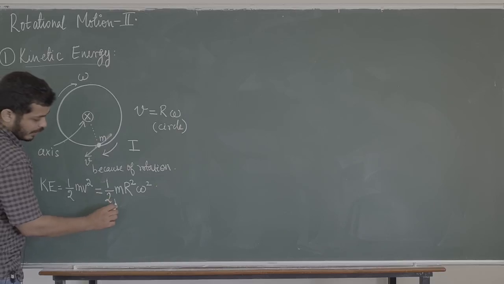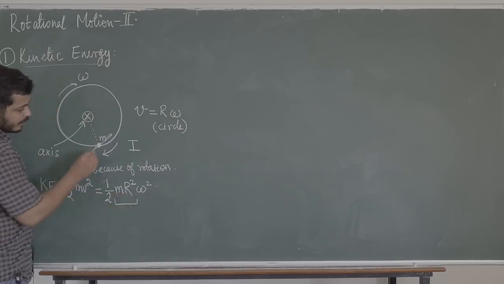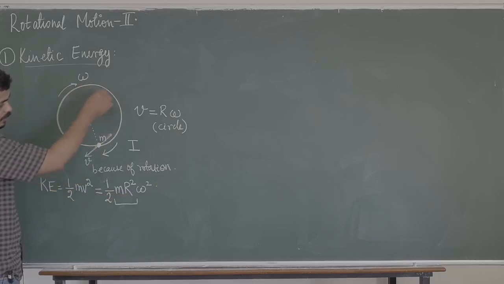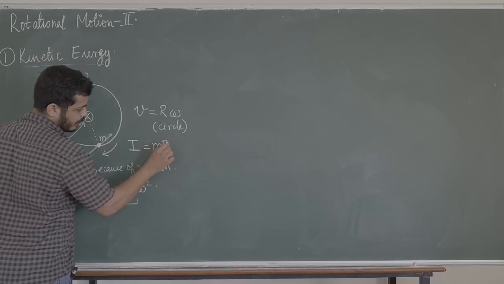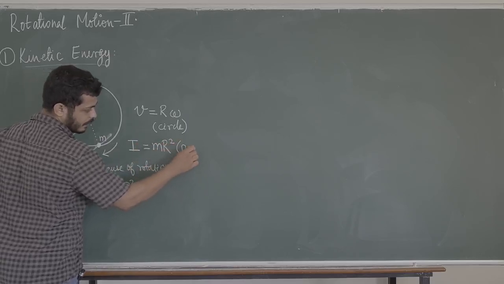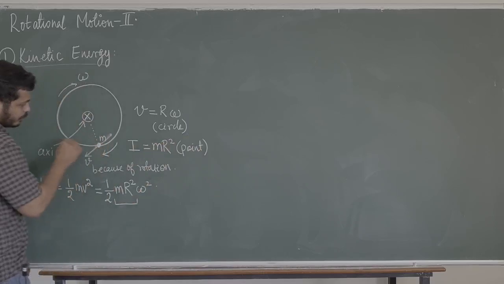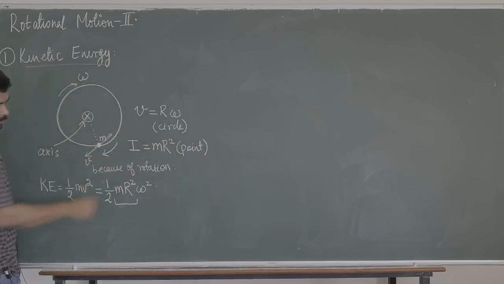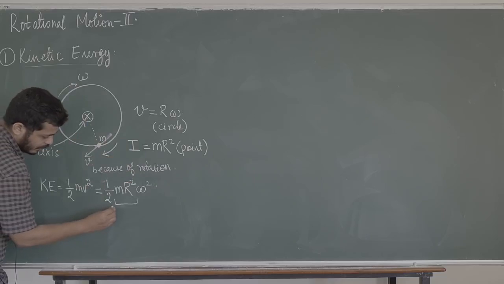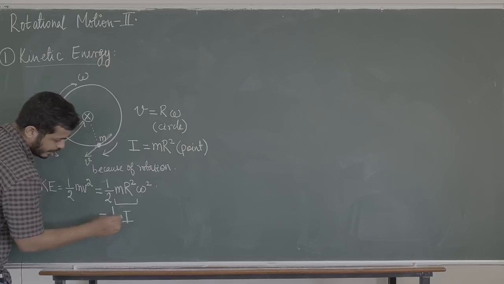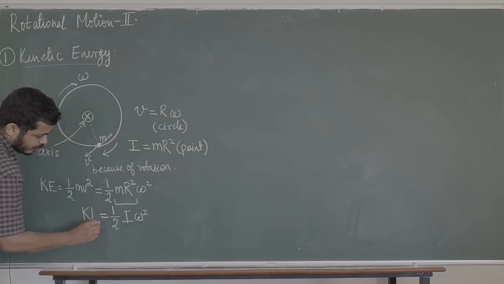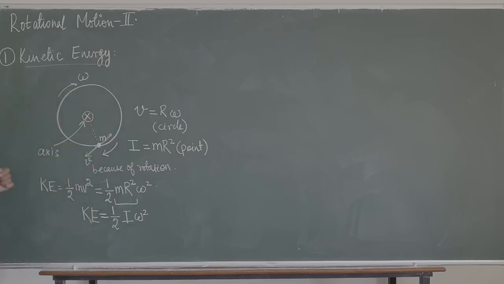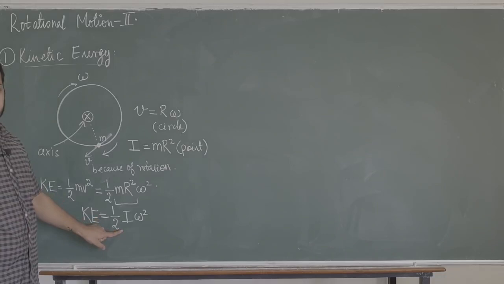I think you already recognize this term over here. If there is a single particle rotating in a circle, for a point mass the moment of inertia is equal to m r squared. So we can write the kinetic energy as half, instead of m r squared, simply I, times omega squared. So the kinetic energy of something rotating in a circle is simply half I omega squared. That's the kinetic energy.